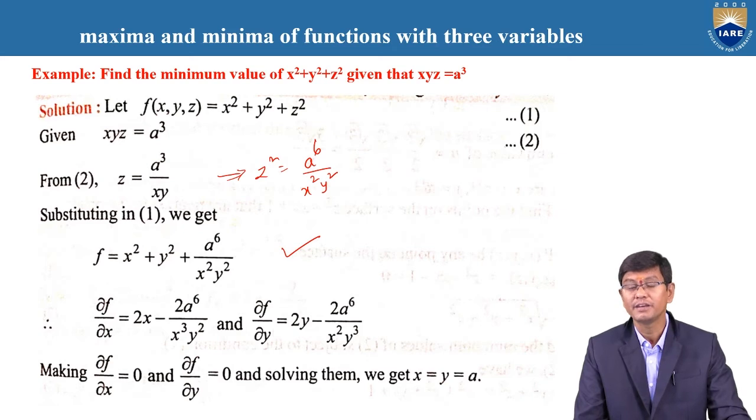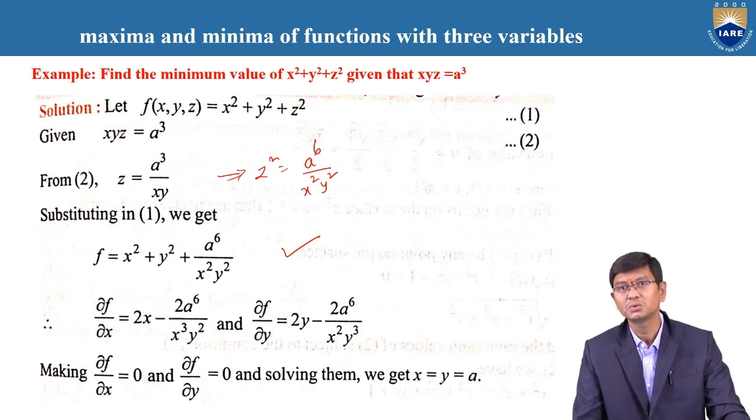And similarly, we need to find ∂u/∂y. That means the derivative with respect to y, partially, so we treat x as a constant. Therefore, the equation reduces to 2y minus 2a^6 by x square into y cube. Now, by solving these two equations, we obtain the stationary points.